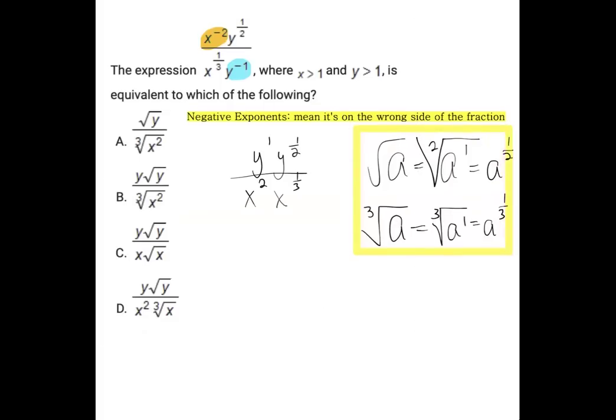So perhaps the most effective thing we can do right here is to leave the y to the 1, that's just y, and y to the 1/2, that's square root of y. X to the 2, we can leave, but x to the 1/3, that's cube root of x. And this all matches perfectly with answer choice D.